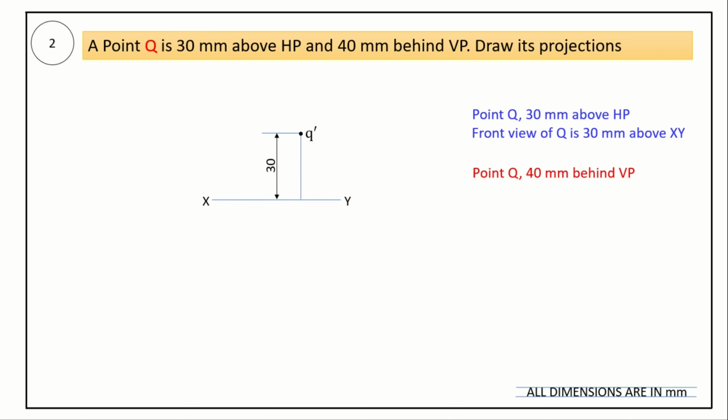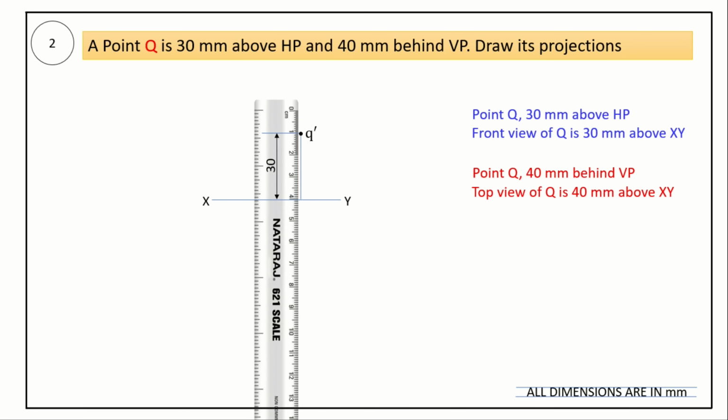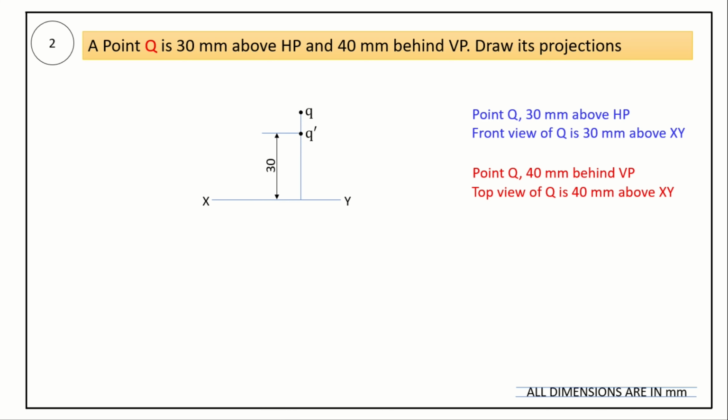Again it is given point Q is 40 mm behind VP. So, top view of Q is 40 mm above XY. Again take a scale, from the reference line XY measure 40 mm, mark the point as Q, and this point Q is 40 mm above XY.